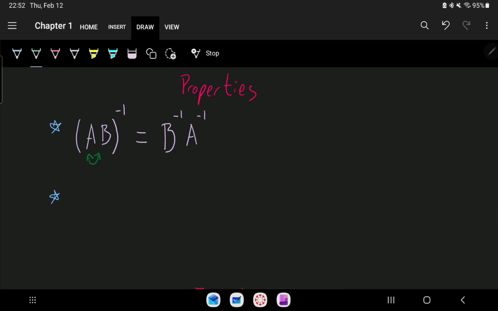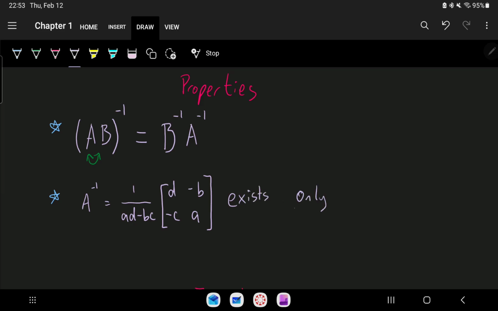And the only other property we need to remember is regarding that 2x2 formula. So I'm just going to rewrite it: A inverse equals 1 over AD minus BC times the matrix D, negative B, negative C, A. This exists only if that denominator, AD minus BC, does not equal 0.